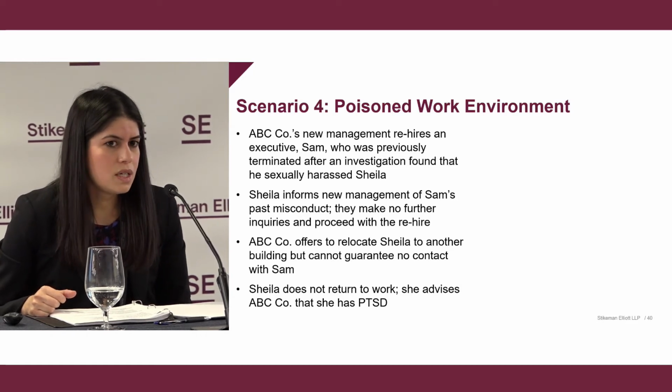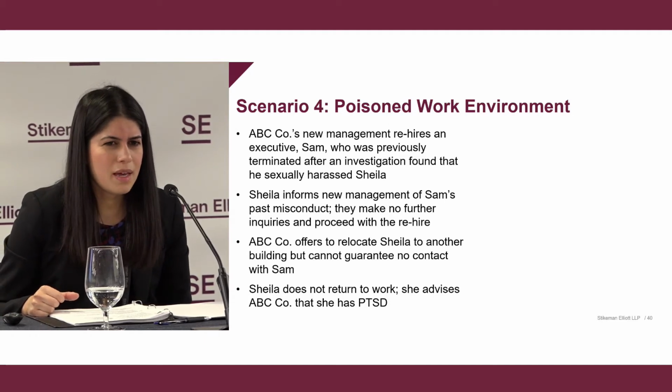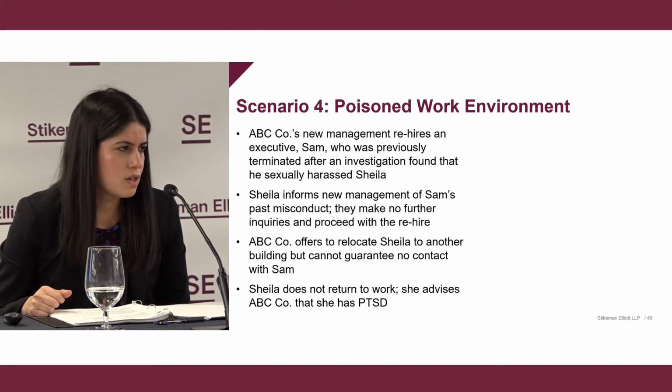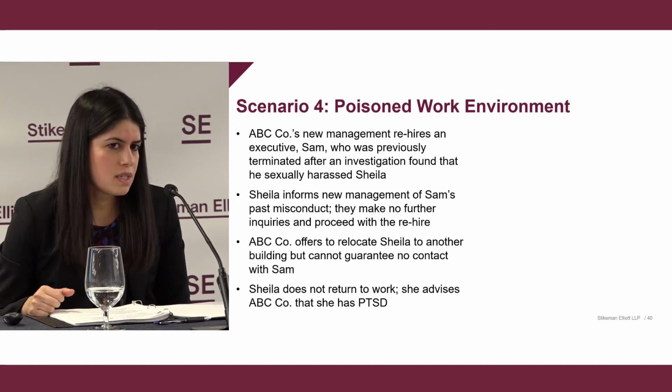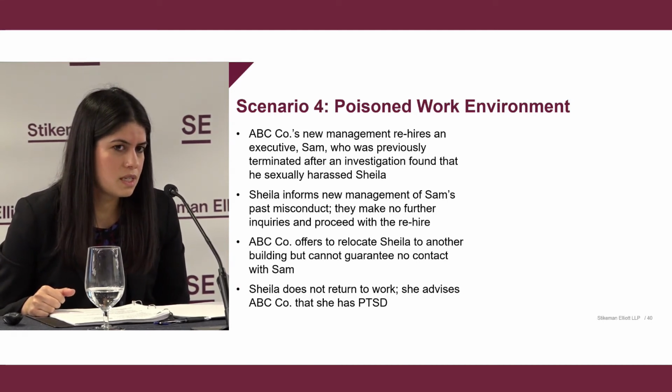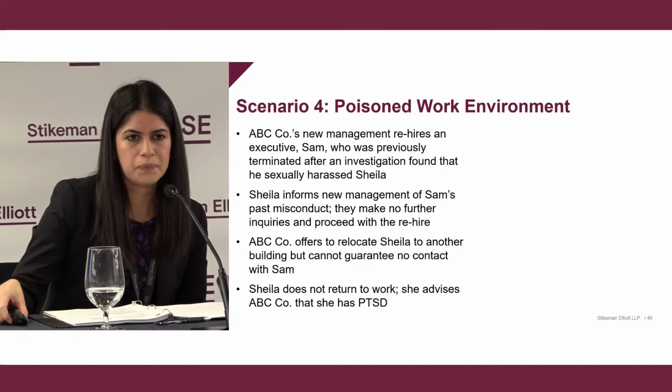What ABC Co. does do is they offer to relocate Sheila to another building, but they can't make any guarantees that she won't have contact with Sam. So after this happens, Sheila doesn't return to work. She tells the company that she has PTSD, and she later files a claim for constructive dismissal.